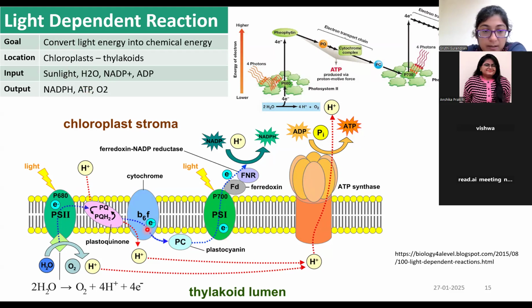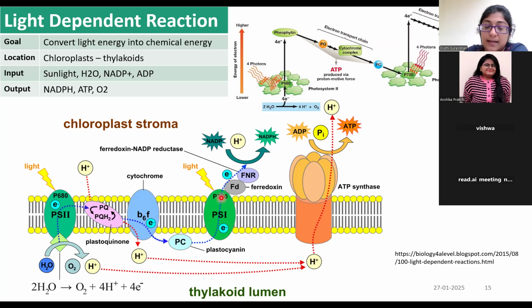Coming back to PS1, when this electron is transported from PS2 to PS1, as it reaches here, its energy also goes down. So in order to increase the energy of this electron, the chlorophyll molecule present in PS1 is again needed. The name of the chlorophyll molecule here is P680; here it is P700. This P700 chlorophyll molecule will again absorb photons from the light and excite this electron to a high energy state.